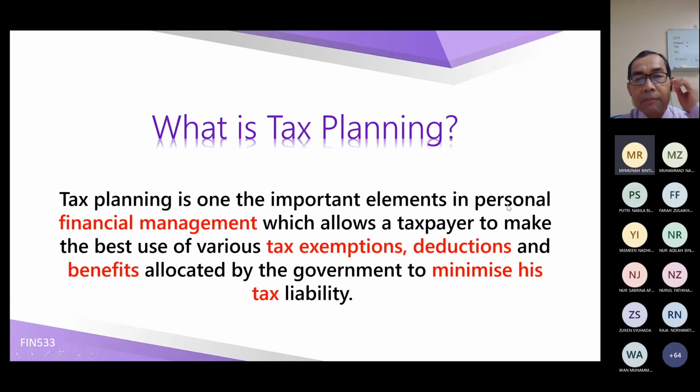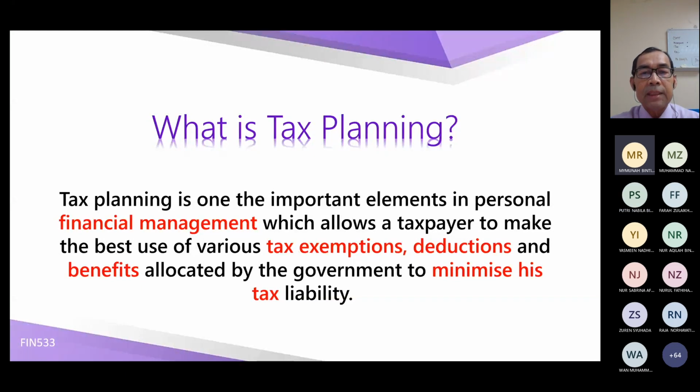Okay, then come to this class, what is tax planning? Okay, tax planning is financial management lah, pengurusan keuangan. Pengurusan keuangan which allows taxpayer to make best use of various tax exemption. Okay, in the format nanti kita akan tengok ada section called exemption lah, deduction lah, relief lah, gift lah, and all those things.